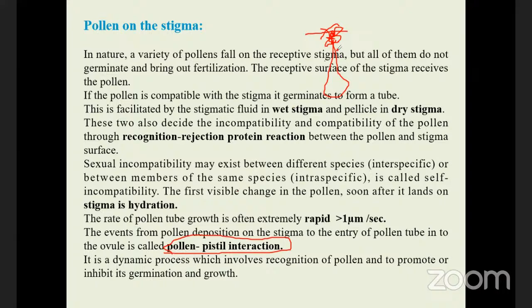That means pollen and stigma interaction, whether it is accepted or rejected. Based upon that, it depends whether the pollen tube starts germination or the pollen dries and dies. Whether it promotes pollen germination or inhibits germination and growth. Based upon that, there are sporophytic and gametophytic sexual incompatibilities. If the incompatibility is caused by the pollen, that is gametophytic incompatibility. If it is caused by the stigma, that is sporophytic incompatibility.